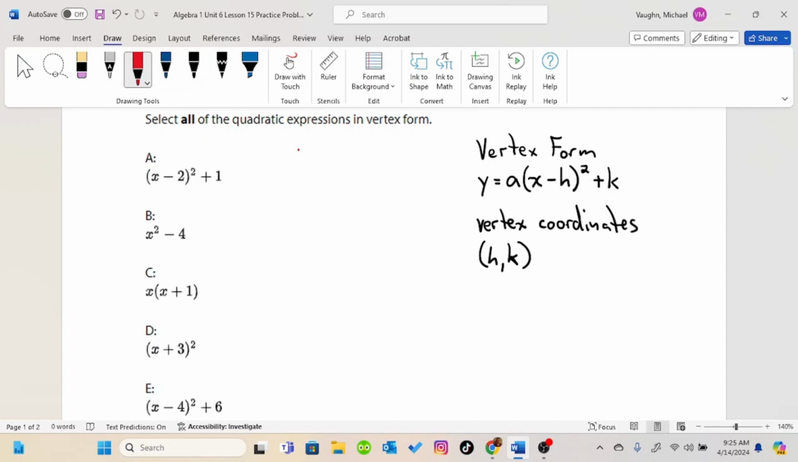So now when we look at A, we can see that a equals 1, that's why it's not shown. H equals 2, and k equals 1. This is vertex form.